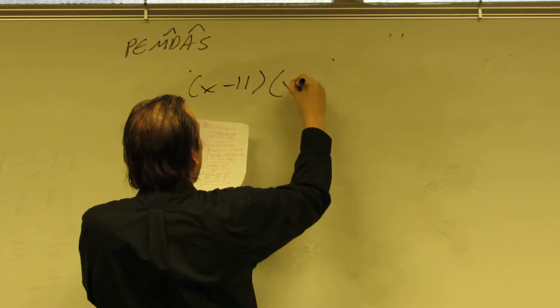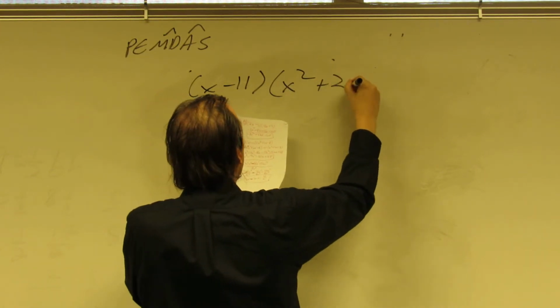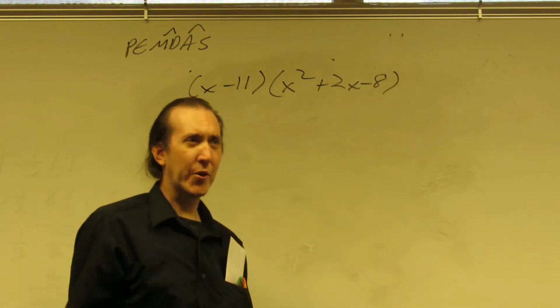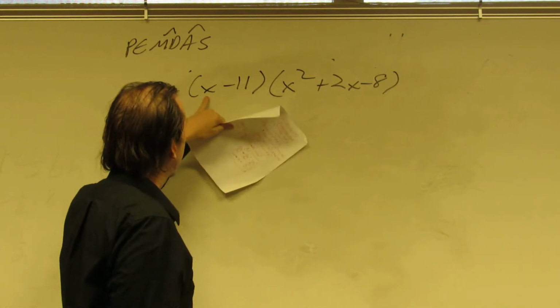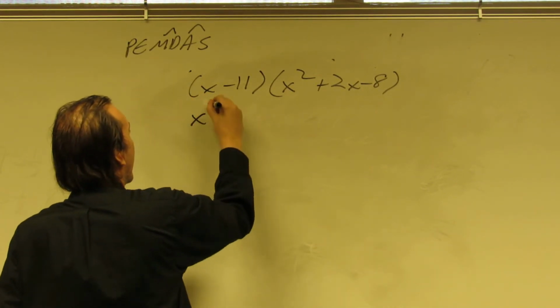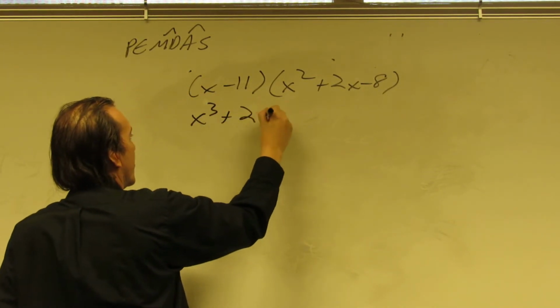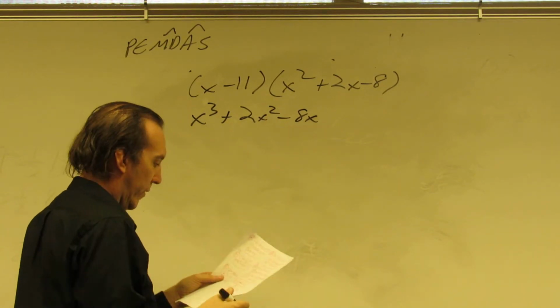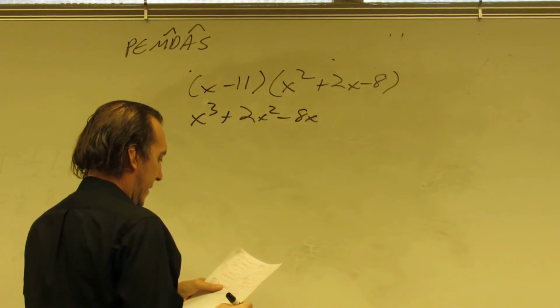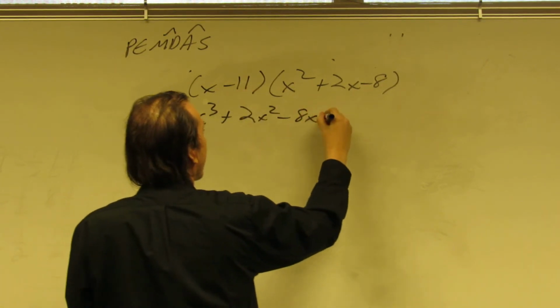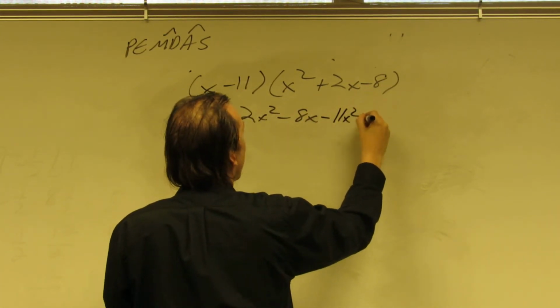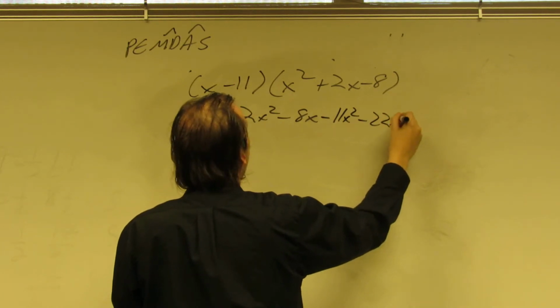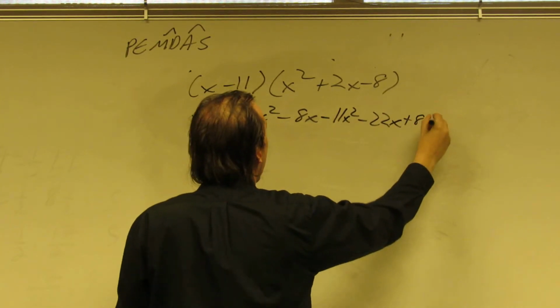Next, we have x minus 11 times x squared plus 2x minus 8. So here we have to do the distributive property. So we're going to distribute the x. We're going to get x to the 3 plus 2x squared minus 8x. Then we're going to distribute the negative 11. Negative 11x squared minus 22x plus 88.